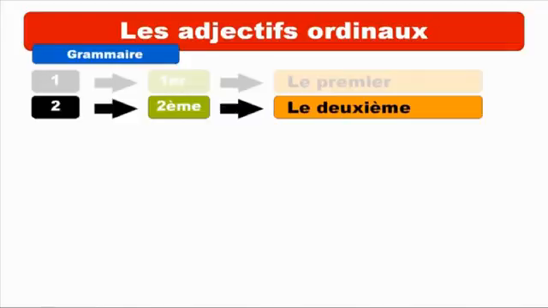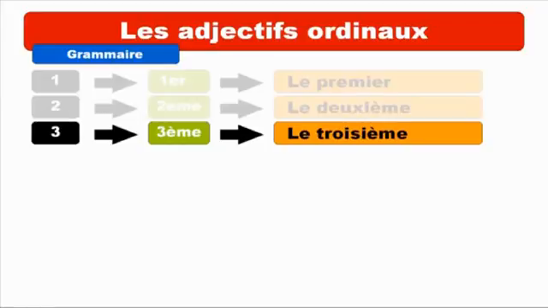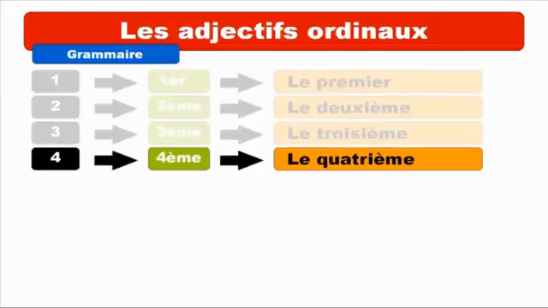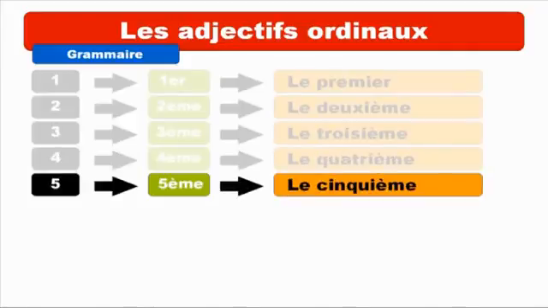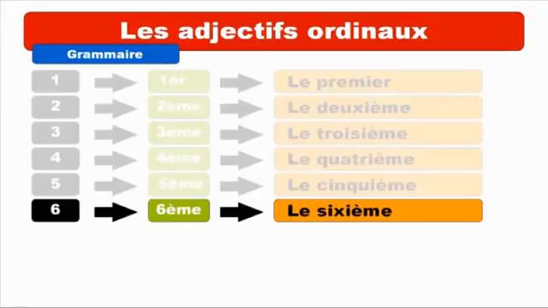Okay, so you can see that I'm pronouncing the word written in the orange box. What you see in the green box is the way you can write it if you don't want to write the whole thing, okay? Le troisième. Repeat. Le troisième. Okay? Le quatrième. Repeat. Le quatrième. All right. Le cinquième. Repeat. Le cinquième. Okay. Le sixième.